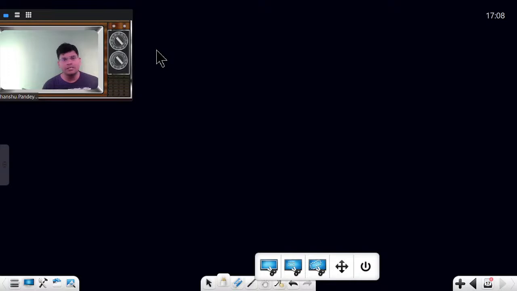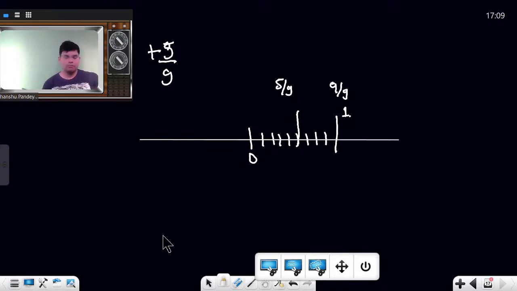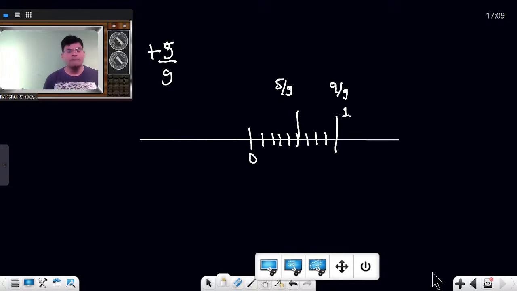Suppose for example, somebody tells you to show plus 5 by 9. So again you will draw a straight line, you will put 0. So 9 parts, 1 2 3 4 5 6 7 8. On the ninth part you will write 9 by 9 and 1, and the fifth part 1 2 3 4 5. This you will highlight and write 5 by 9. Please draw it. Have you drawn all the previous ones as well? Yes, sir. Draw 5 by 9 as well.